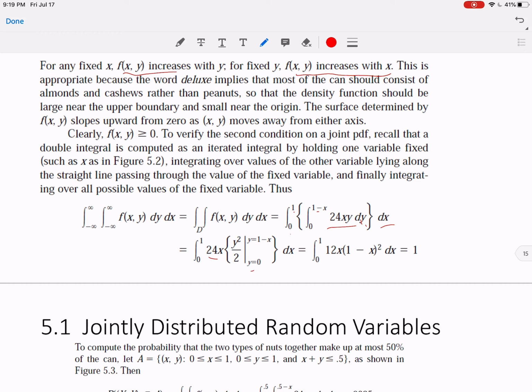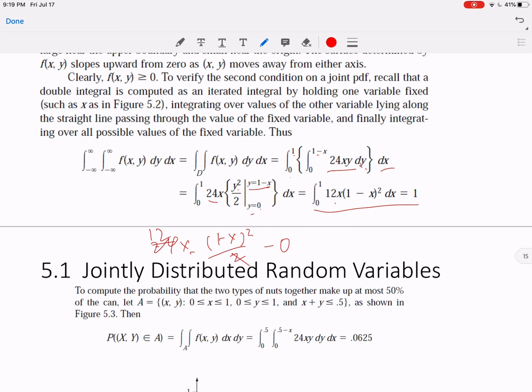And then we just need to plug the upper bound back into y here. So it's going to be 24x times 1 minus x squared over 2. And of course, if you plug 0 back into y, you get 0 anyway, so we don't have to write it down in the calculation here. And since we have 24, this will be equal to 12, and the 2 will be cancelled out. So that would be 12x times 1 minus x squared.